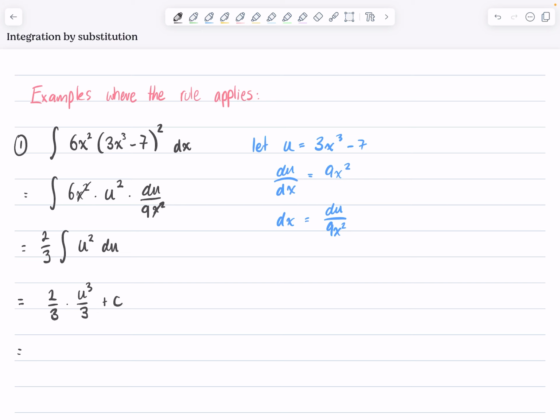And u is that 3x cubed minus 7. So I'm going to do these multiplications: it's going to be 2 lots of 3x cubed minus 7, all of that cubed. And then on my denominator, I have 3 times 3, which is just going to be 9, and then plus c. So that's as simplified as that one needs to be. And that's a good example of using substitution in order to find an integration result.